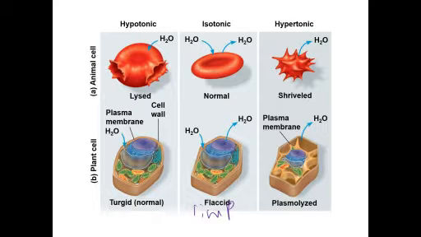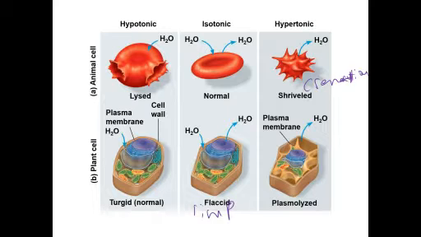Now, if you place an animal cell in a hypertonic solution, it's going to lose water to the outside environment. So that red blood cell will shrivel, for example. We call this process of shriveling crenation. If you place a plant cell in a hypertonic solution, it becomes plasmolyzed.